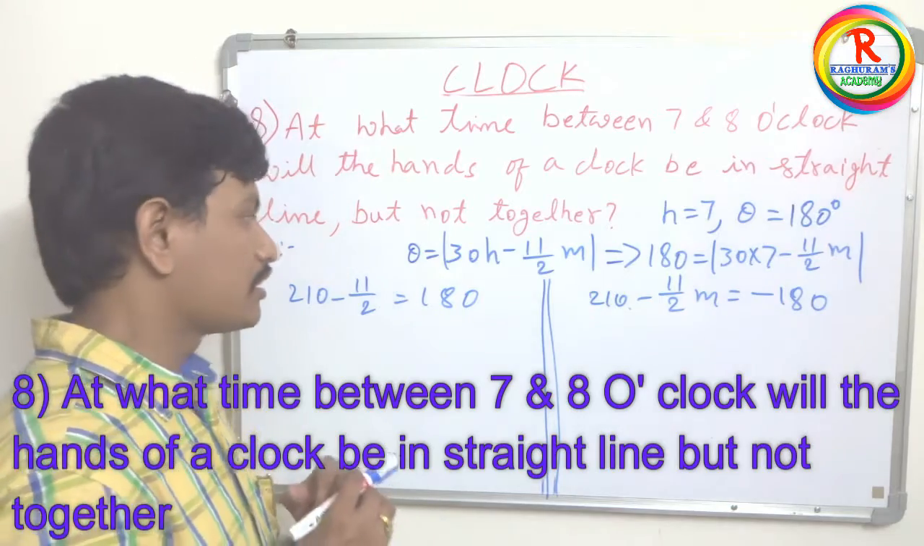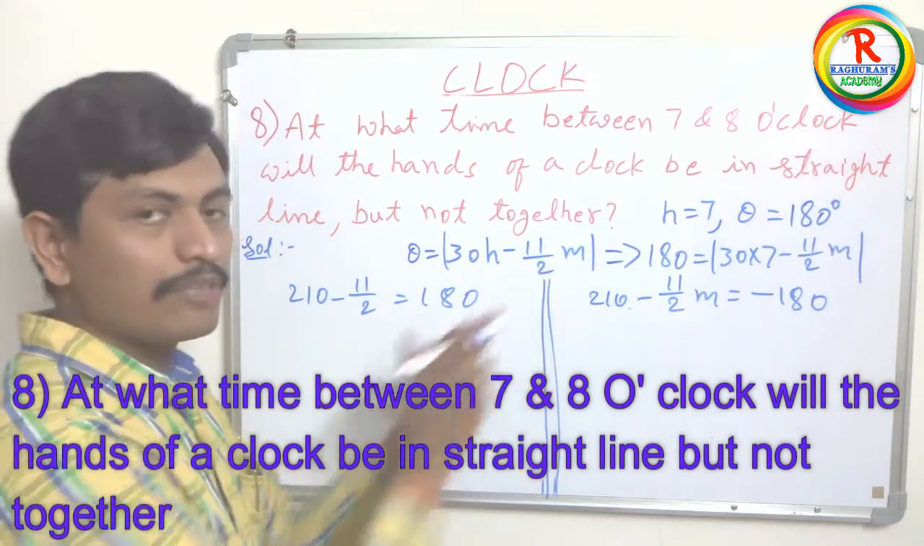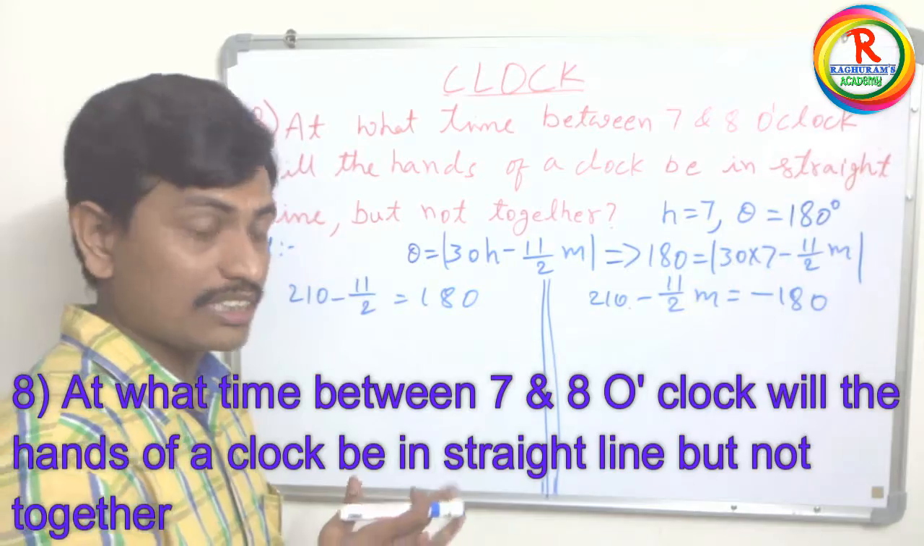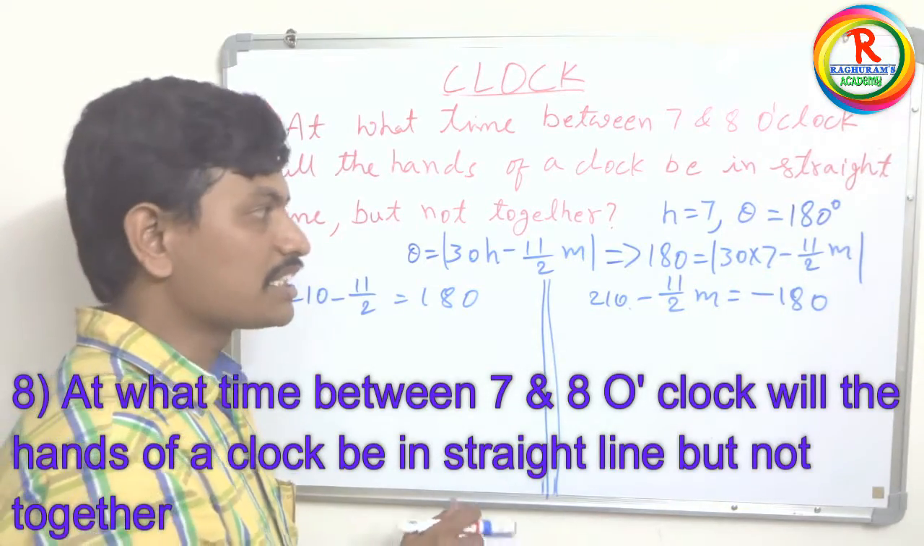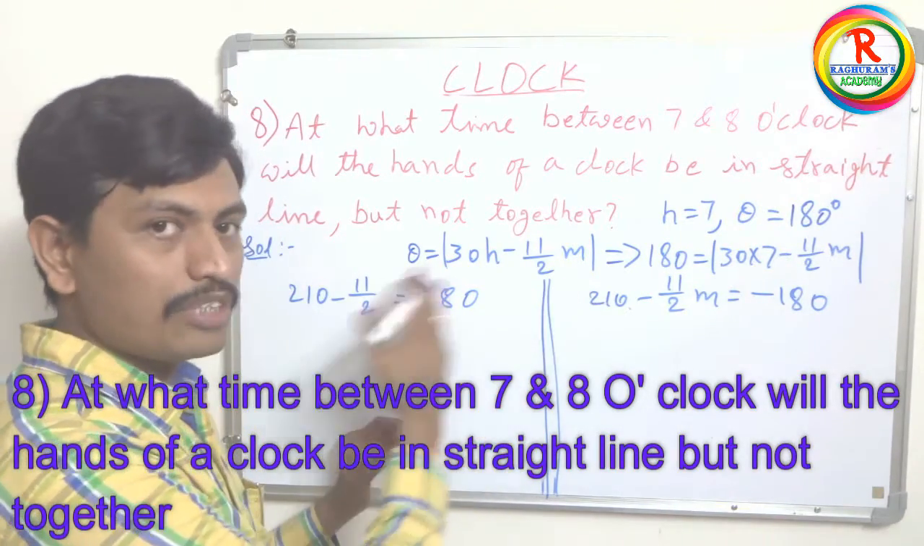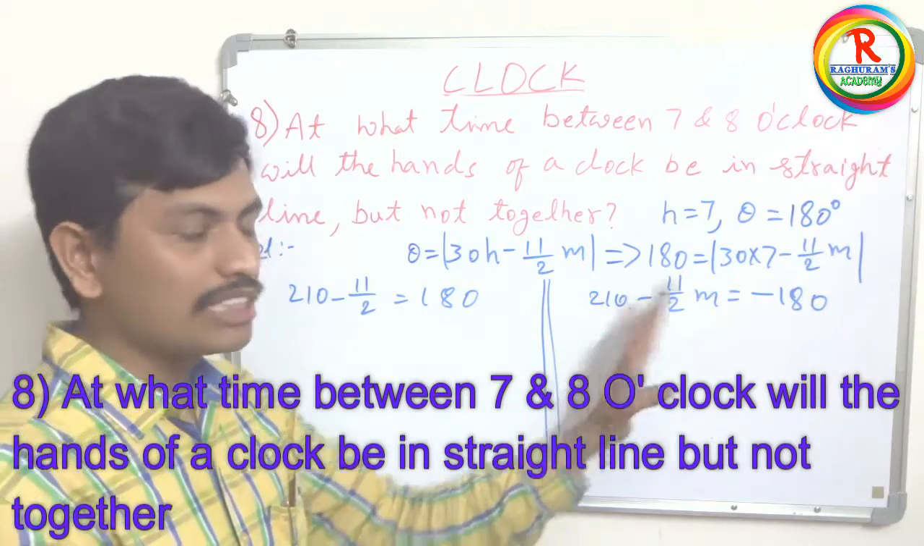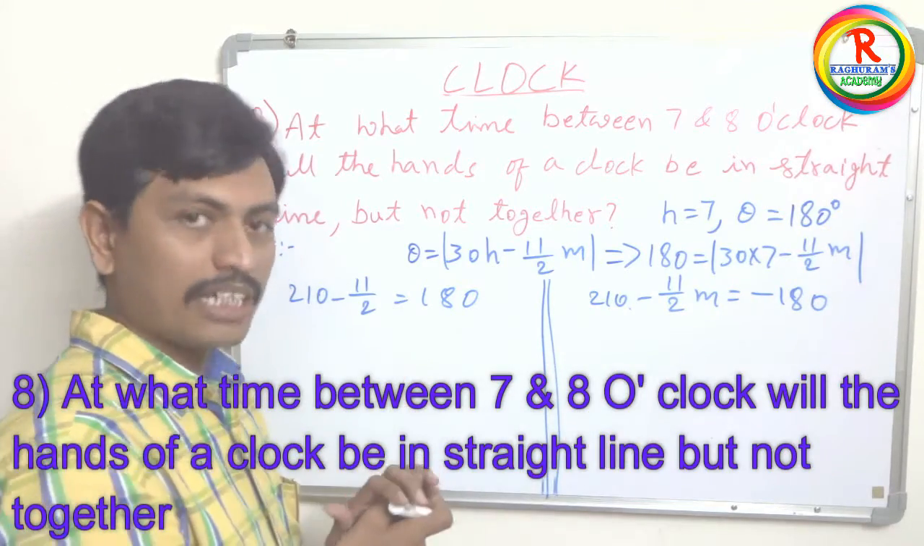We have to check the answer. The minutes must be from 0 to 59, that is 0 to 60. So if it is negative, we remove it. If it is above 60, we remove it. One of them will be the correct answer.